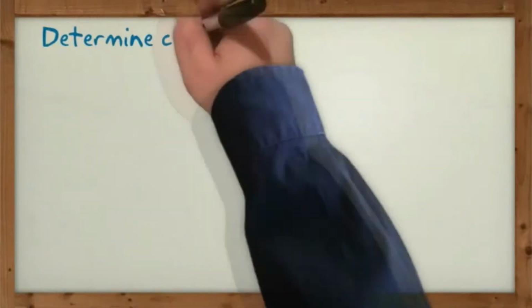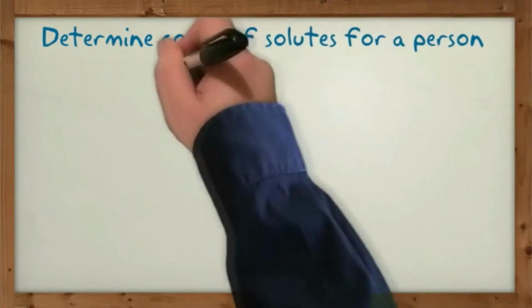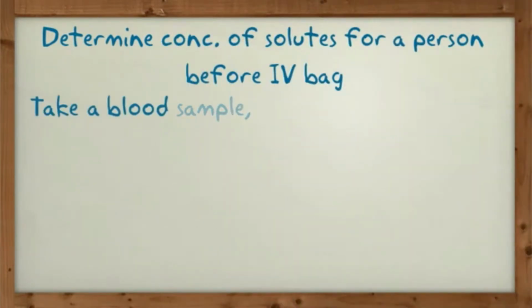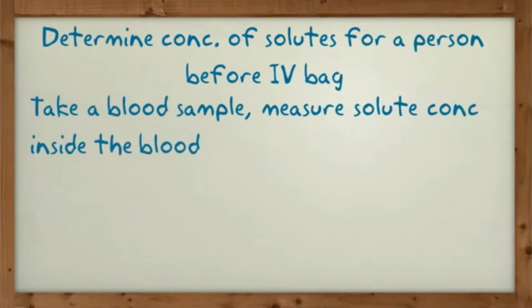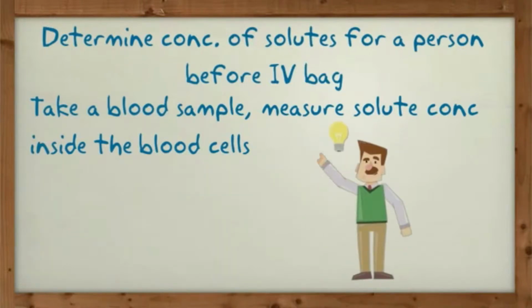A blood sample is necessary in measuring the solute concentration inside the blood cell. By experimenting with different concentrations, the right amount of solution concentration is when the cells are in an isotonic solution. This allows for the matching of the solute concentration inside the IV bag to that of the solute concentration of the blood cell.